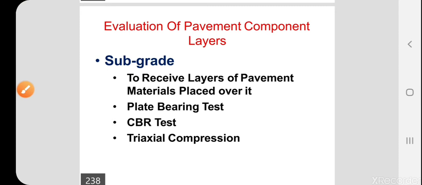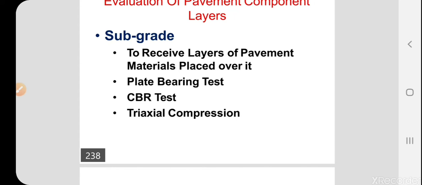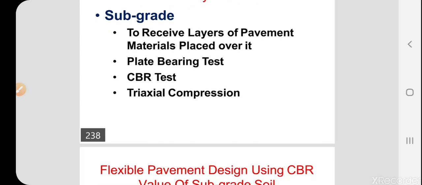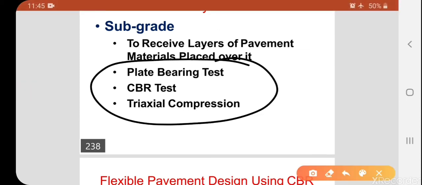Next, evaluation of pavement component layer. First one, subgrade, to receive the layers of the pavement materials placed over it. Next, plate bearing test, CBR test, triaxial compression. So these three tests we have already learned in geotechnical engineering. What do you mean by CBR?